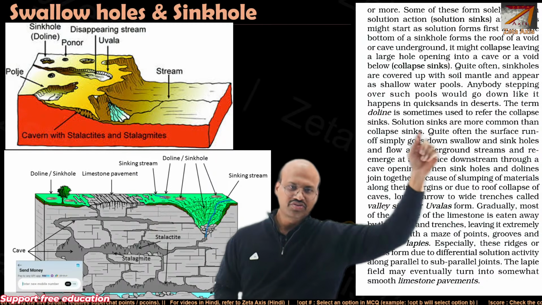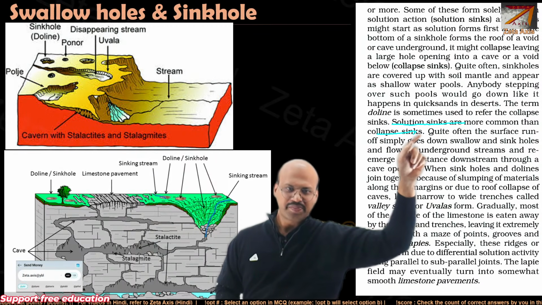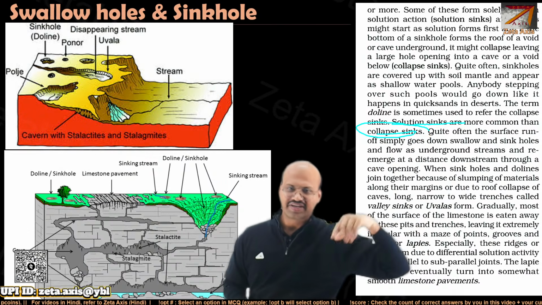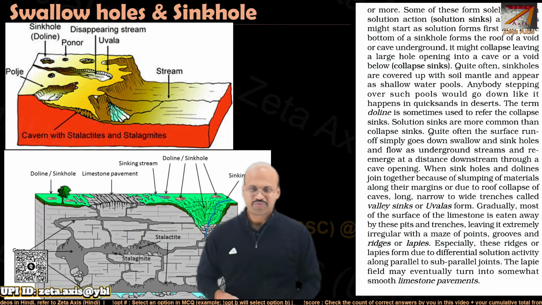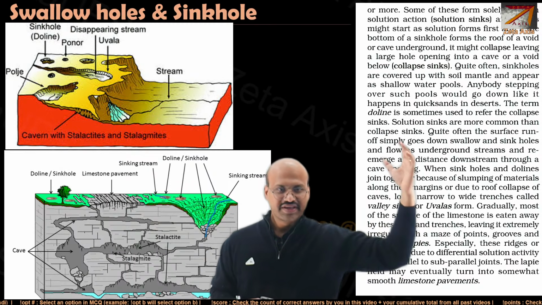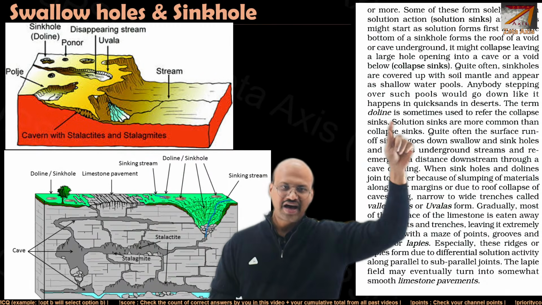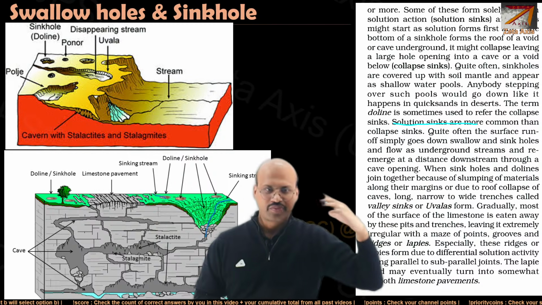Solution sinks are more common than the collapse sinks. Remember, even the collapse sinks generally start as solution sinks, but because of the collapse of the roof of the caves, they are formed. So even the collapse sinks start as solution sinks, and solution sinks are the most common type of sinks which are observed.